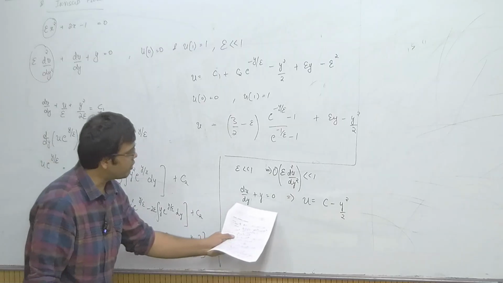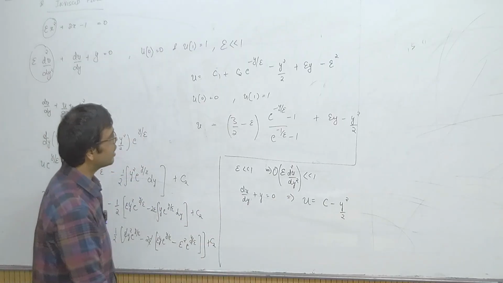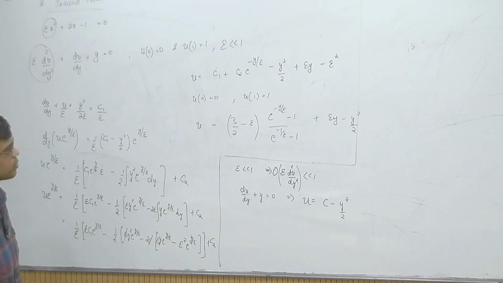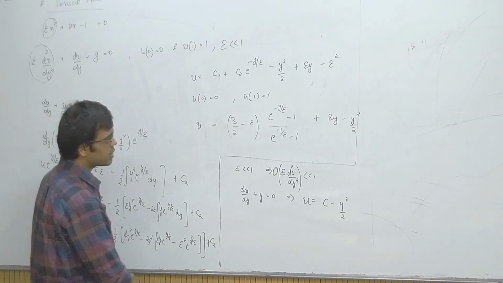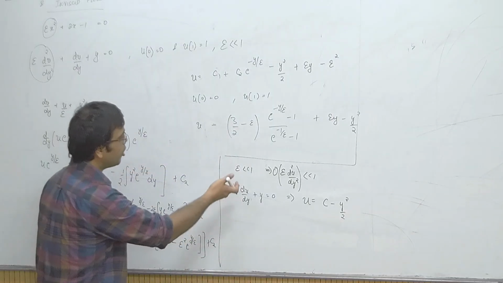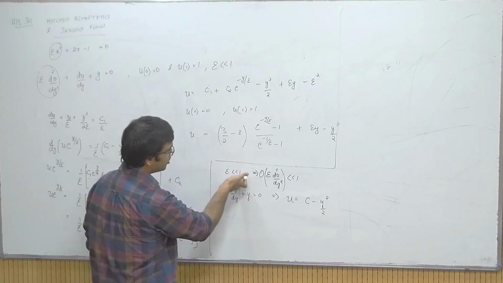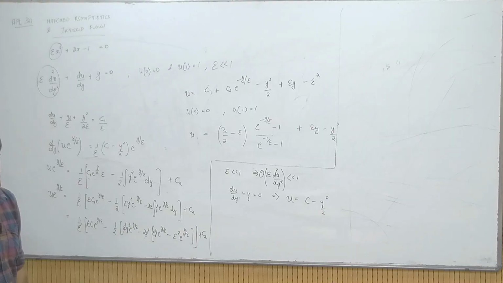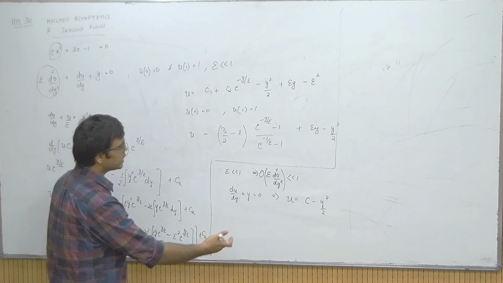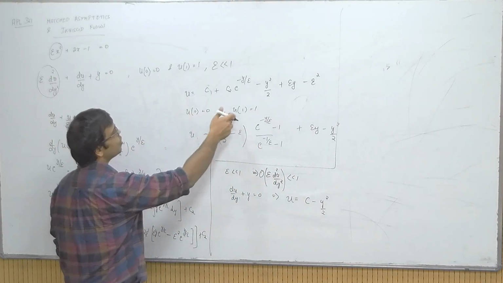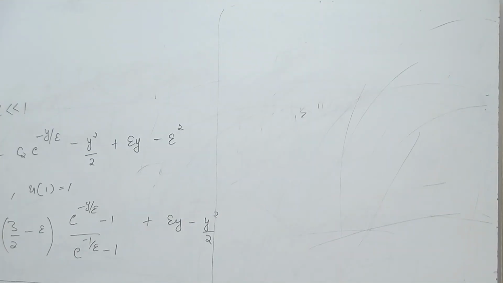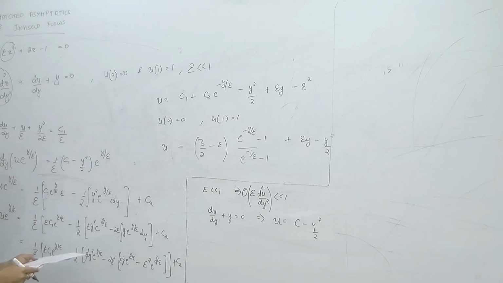And now we have an ambiguity here. Which boundary condition can we satisfy for this solution? Due to epsilon much less than 1, we have dropped the term epsilon d2u by dy square. So, which boundary condition can we apply? Do we apply u of 0 is 0, or do we apply u of 1 is 1? And if we choose one, how do we logically reason out why we choose one boundary condition?